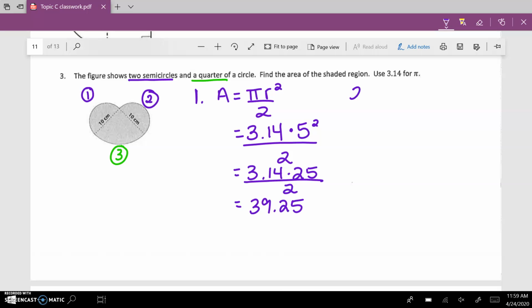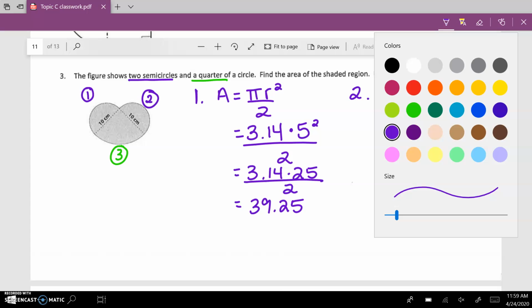The second semicircle will also be the same thing. So 3.14 times 5 squared, all divided by 2. And again, you get 39.25. You could have said, well, the 2 semicircles make 1 whole circle. That would have also worked as well. You'll get the same answer.